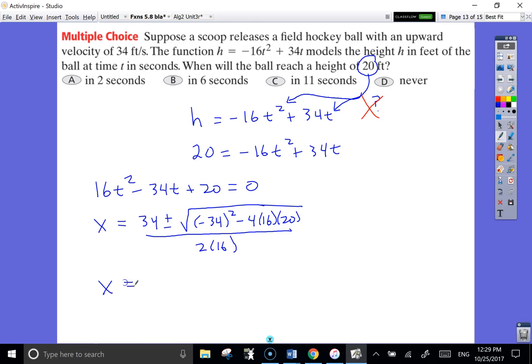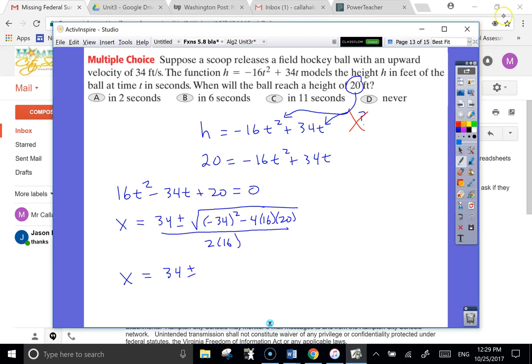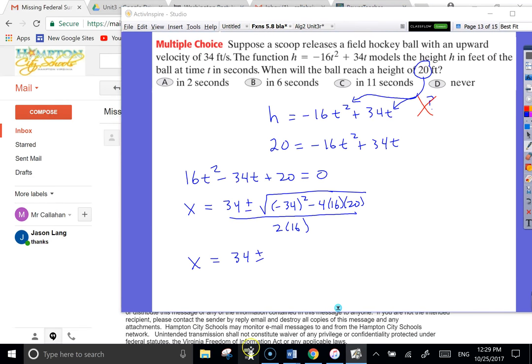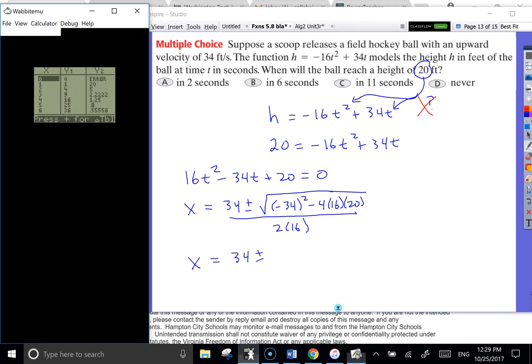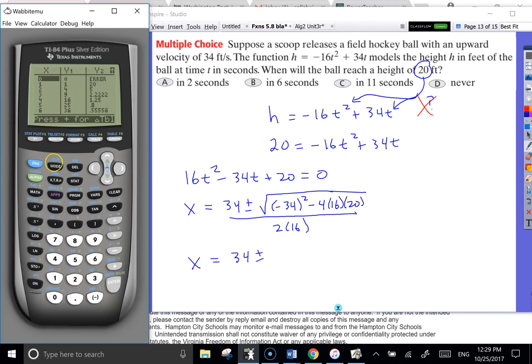So x equals 34 plus or minus. Okay, now we've got to figure out this discriminant. So with a calculator, let's calculate. 34 squared minus 4 times 16 times 20, and you get negative 124.